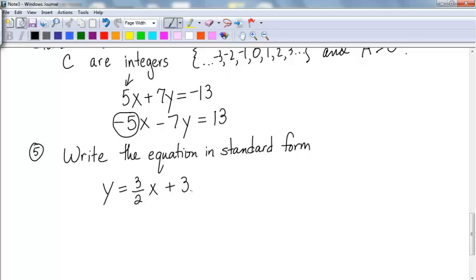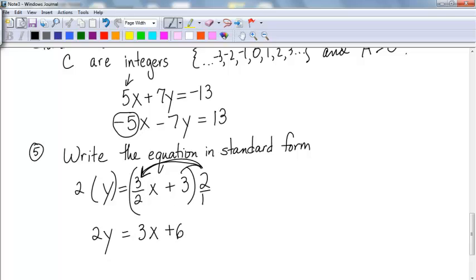I need to get the x and y on one side, and I need to get rid of that fraction. What can I do right off to get rid of the fraction? Multiply by 2. So multiply this side by 2. When you do that, it's the whole side by 2. Put brackets or parentheses around it. So when we multiply this, we're going to get 2y. When you multiply this, what's left? This is like 2 over 1. What's left? Just 3x. And multiply this, plus 6. Just like that. Now you got rid of the fractions.